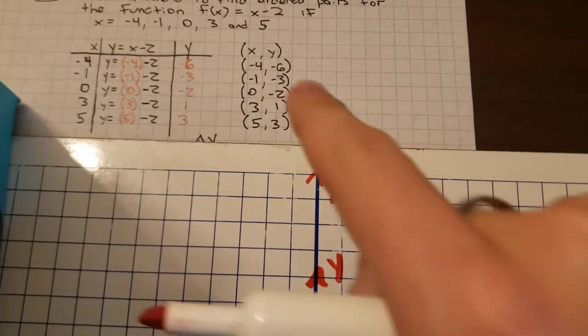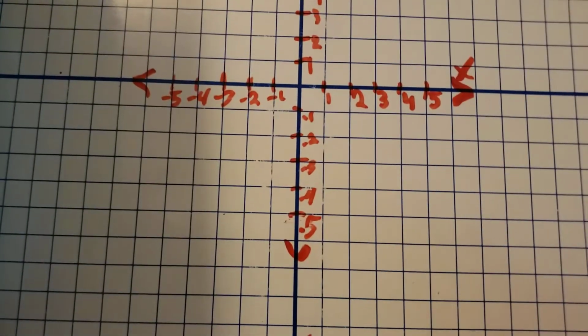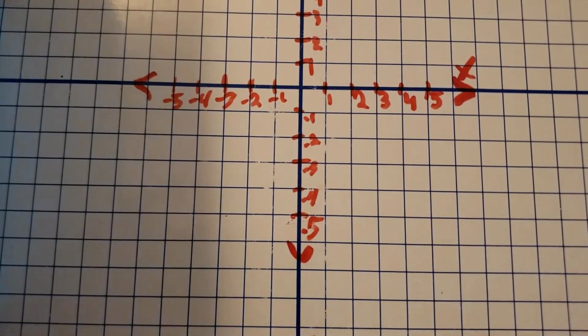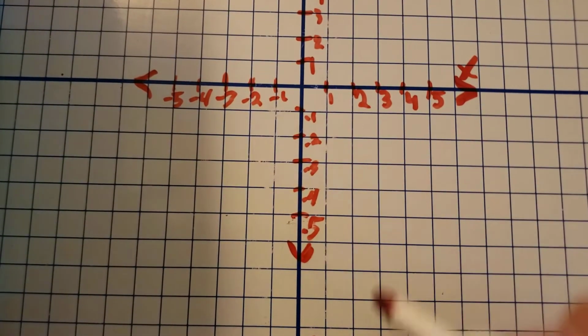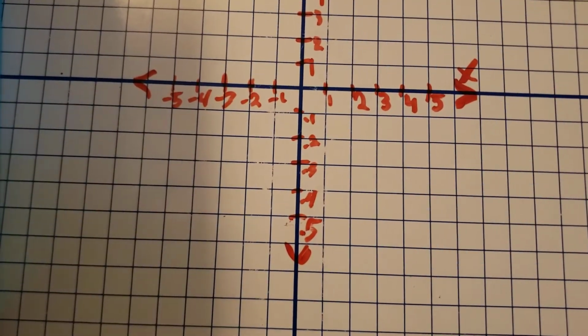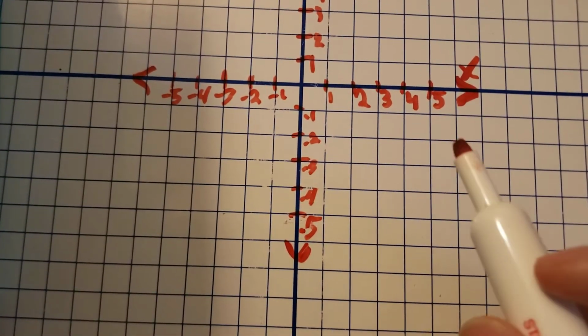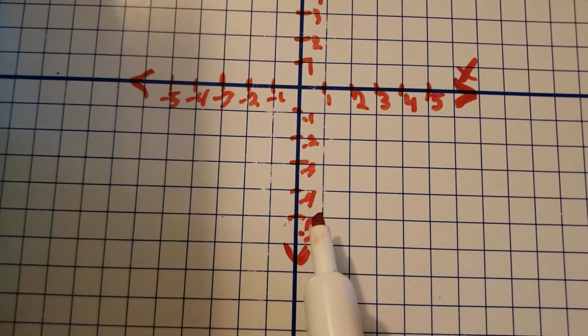So my first point, I'm going to plot at -4, -6. Now, you might say, well, Mr. Boulger, I didn't draw -6 on my thing. Well, that's okay, because we know... Excuse me. That's allergies, by the way, not anything else. We know it's just going to be one step beyond our -5.